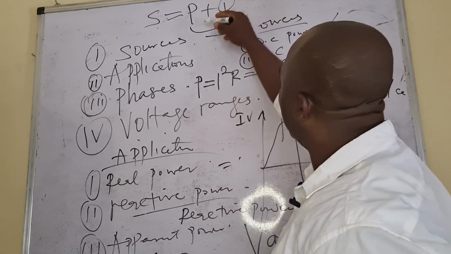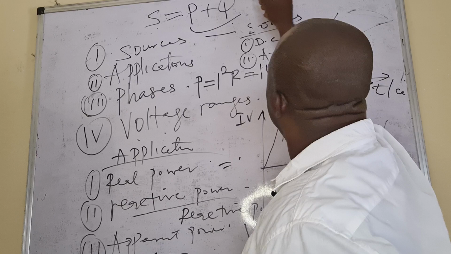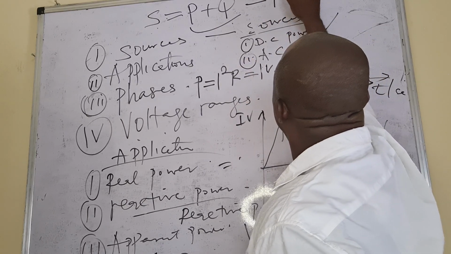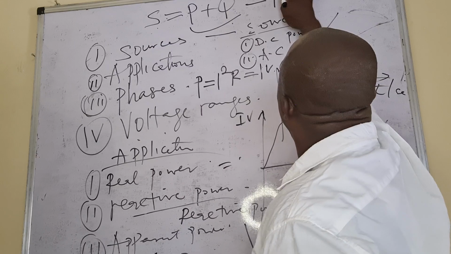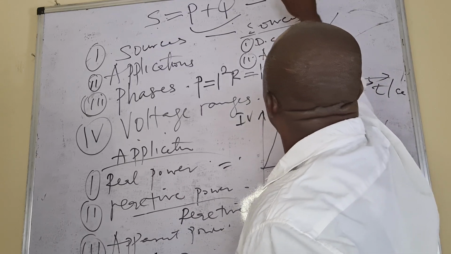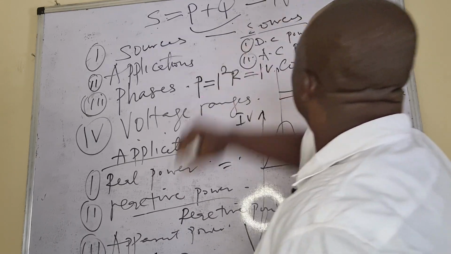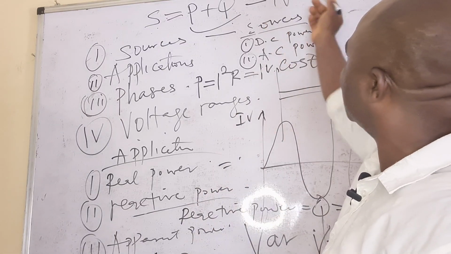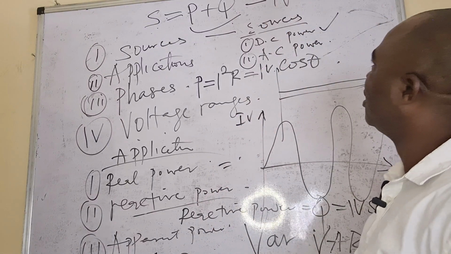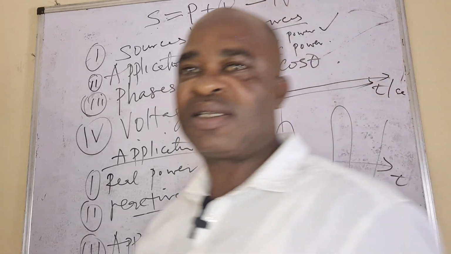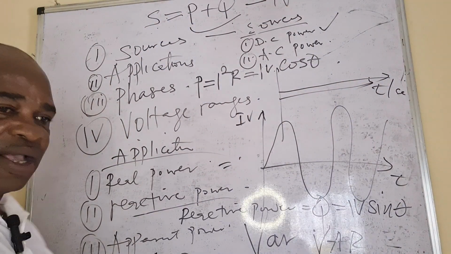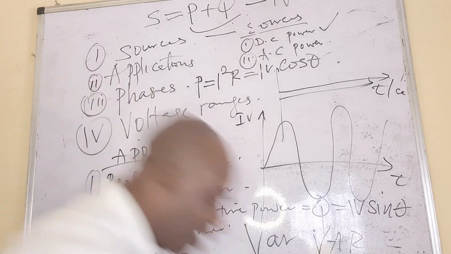And apparent power is equal to I squared Z, is equal to IV. Apparent power is equal to IV. As simple as that. Then the next thing we are going to look at is classification by phases.